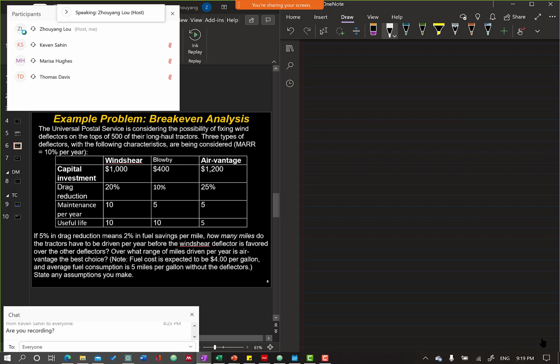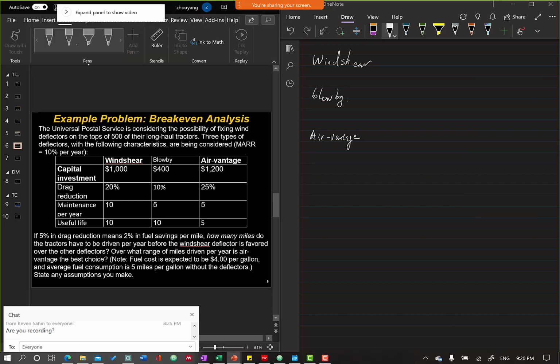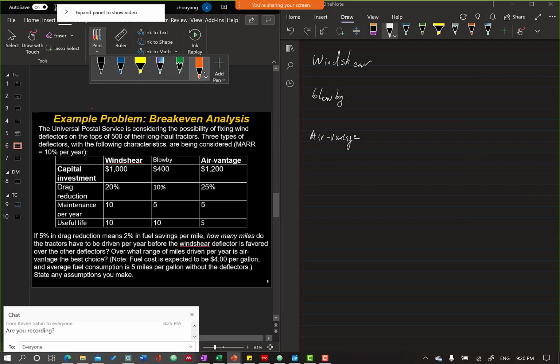For this one, I think we're gonna use the annual worth or the UAC. But before that, let me put down some ingredients we need to get this annual worth. So we have wind shear, blow by, and air advantage. This problem asks how many miles do the tractors have to be driven per year. So we assume this number is unknown, x. So we put x miles per year.